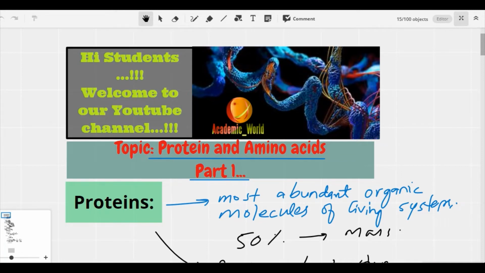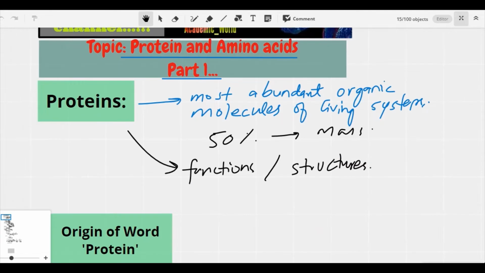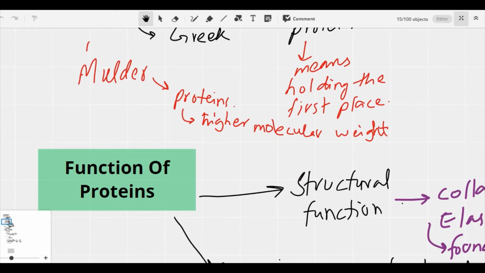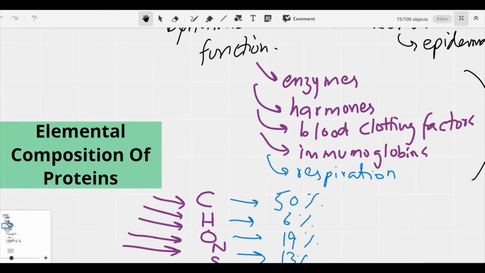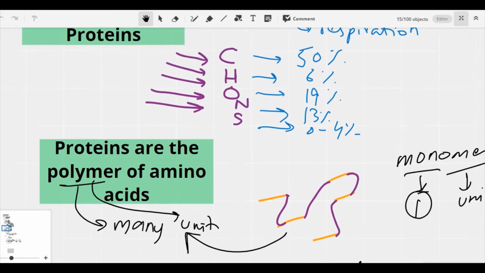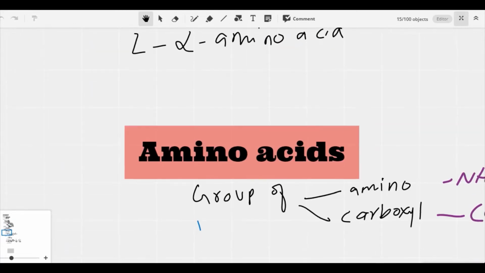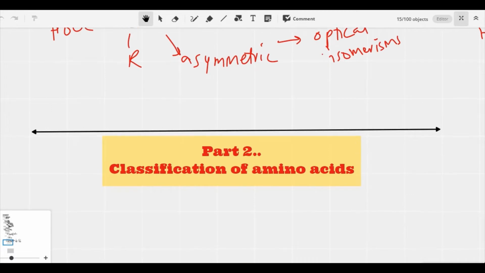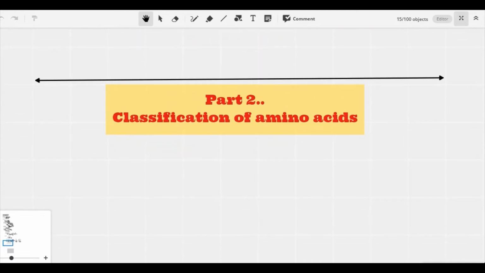In the last video we discussed the topic proteins and amino acids, in which we discussed the information regarding proteins, origin of the word protein, functions of proteins, and then elemental compositions of proteins, and proteins are the polymers of amino acids. And then we discussed the amino acids, like the general structure and optical isomerisms, and now we are going to discuss in part 2 the classification of amino acids.